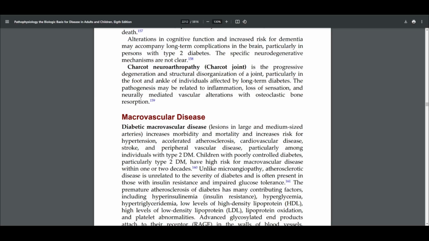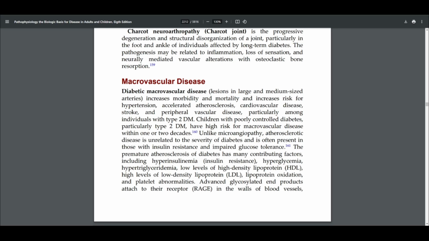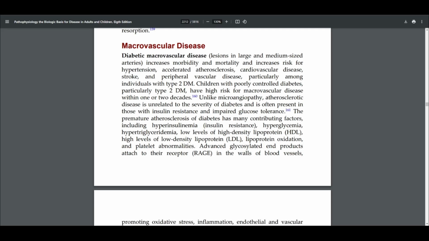Alterations in cognitive function and increased risk for dementia may accompany long-term complications in the brain, particularly in persons with type 2 diabetes. The specific neurodegenerative mechanism is not clear. Charcot neuroarthropathy is a progressive degenerative and structural disorganization of a joint, particularly in the foot and ankle of individuals affected by long-term diabetes. The pathogenesis may be related to inflammation, loss of sensation, and neurally mediated vascular alterations with osteoclastic bone resorption.